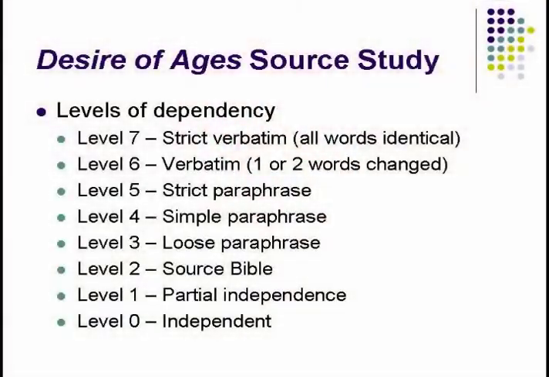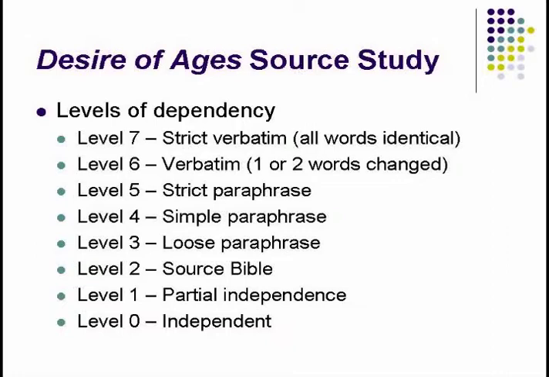Here are the 7 levels of dependency that Dr. Veltman came up with. Level 7 is a sentence in Ellen White's book that is a strict verbatim sentence. That means that all words in that sentence are identical to all the words coming from another book. Level 6, only 1 or 2 words have been changed. Level 5, it's a very strict paraphrase. Very little has been changed. Level 4, level 3 are paraphrases too.